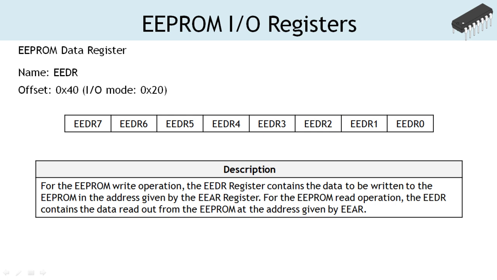In the write operation, the register EEDR must be initialized with the data to be written to the EEPROM memory. After the register is loaded, an instruction is issued to transfer the data from the EEDR register to the EEPROM memory at the address specified by the address register pair. For the EEPROM read operation, the EEDR contains the data read out from the EEPROM memory address. The offset of the register is 40 in hex, and the hex value of 20 should be used in the I/O mode.